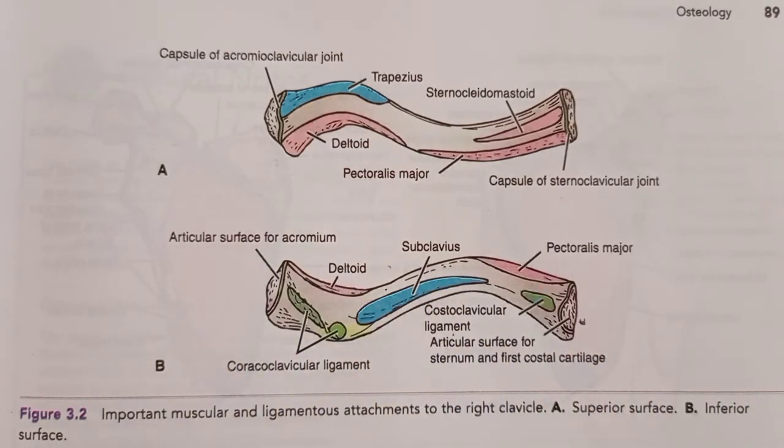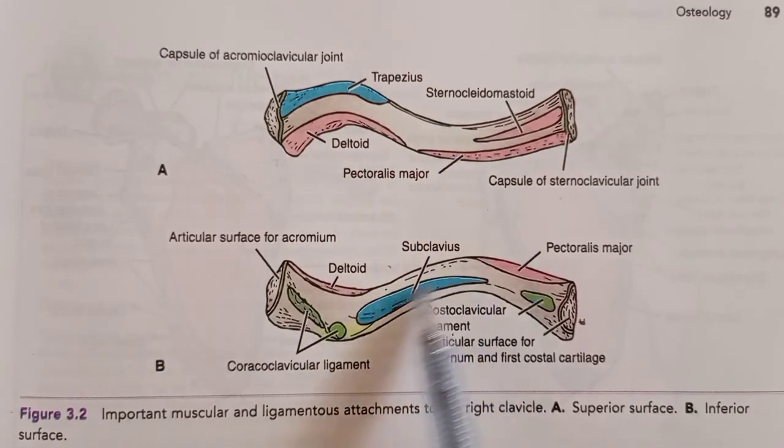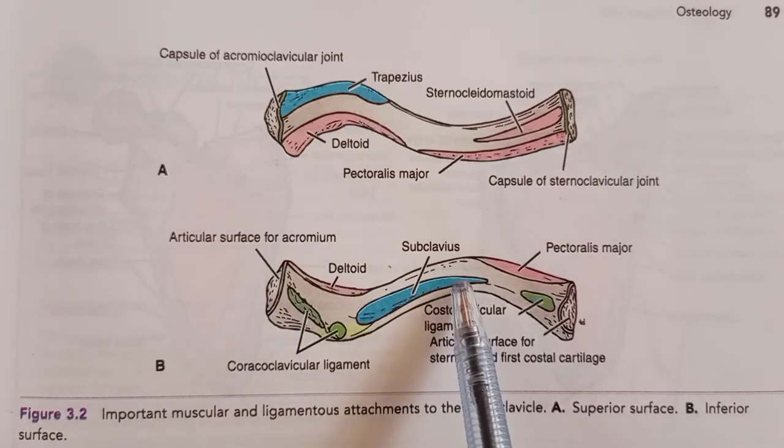The subclavius muscle is also attached. It is below the clavicle, that's why it is called subclavius. This is the subclavius muscle on the inferior side of the clavicle. On the inferior surface of the clavicle, subclavius is attached.